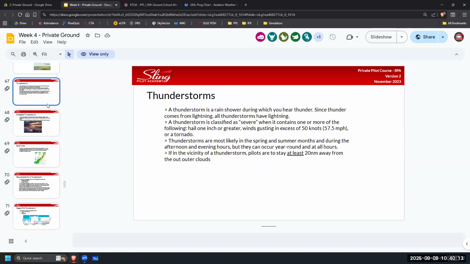Okay, what is the first stage of a thunderstorm? Cumulus. What characterizes the cumulus stage of a thunderstorm? Yeah, Alex. Updrafts, good, easy. Updrafts for the cumulus beginning stage of a thunderstorm.